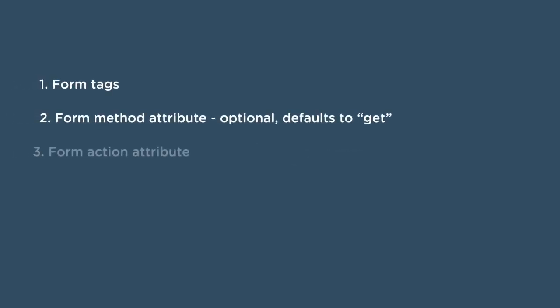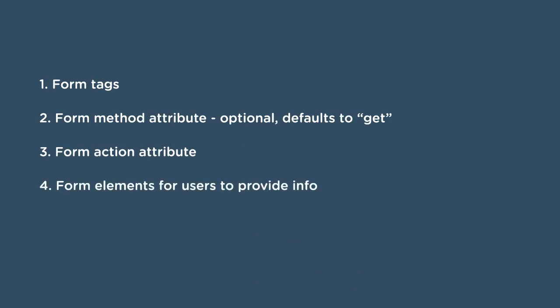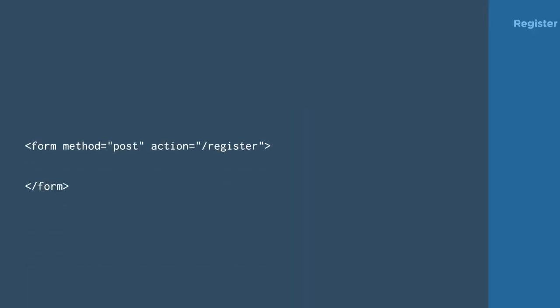Let's review the important components of an HTML form. In an HTML form, there are 5 important pieces I'd like to highlight: form tags, the form method attribute, the form action attribute, form elements for users to provide info, and the submit button. An HTML form begins quite naturally with a pair of form tags.